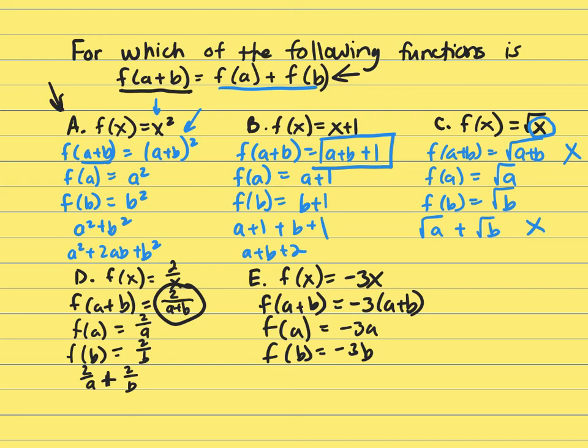So if you find the sum of f of A and f of B, it gives you negative 3a minus 3b. And that is equal to f of A plus B, because if you distribute that negative 3, you get negative 3a minus 3b. Now, I showed all the work, okay?